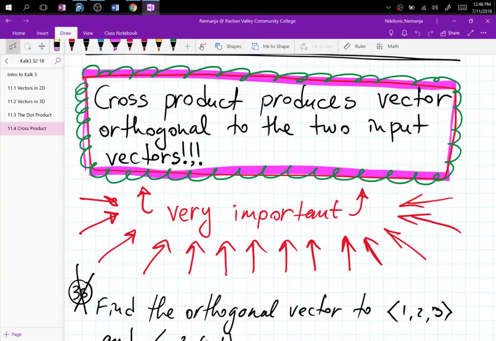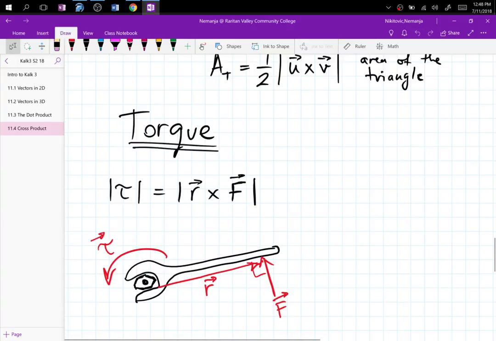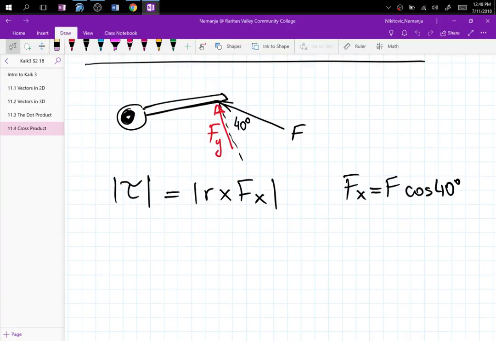So this is the rest of your chapter right here. Few examples: application, parallelogram, triangle, torque with a wrench and a door, and I'll see you tomorrow.